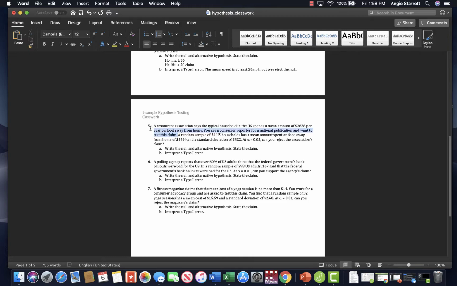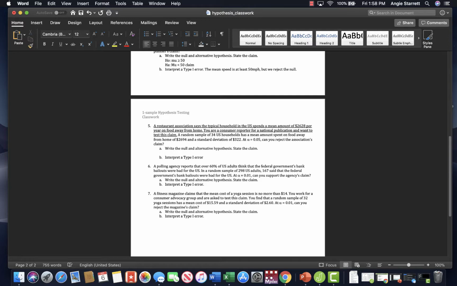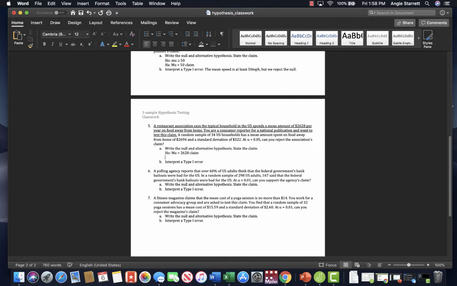So here we are. We want to test this claim. So what do we do first? We write the mathematical sentence. What I'm reading is that the household spends a mean amount of 2,628. So we have mu equals 2628. Here we used equals, so that means that's the null hypothesis. It is what we read in the problem, so it is the claim. The alternative is the mathematical opposite, which is not equal to 2628.